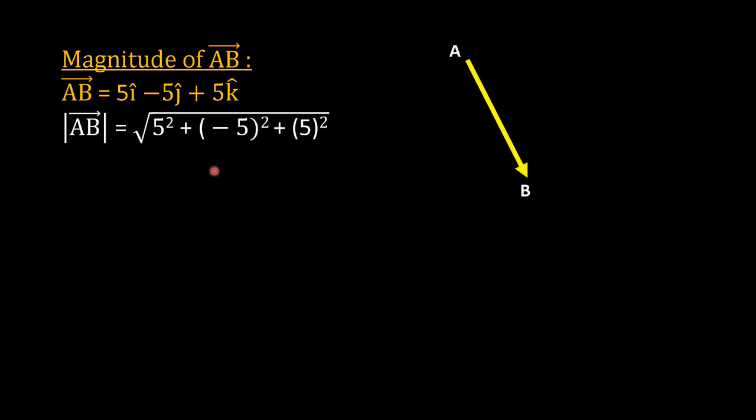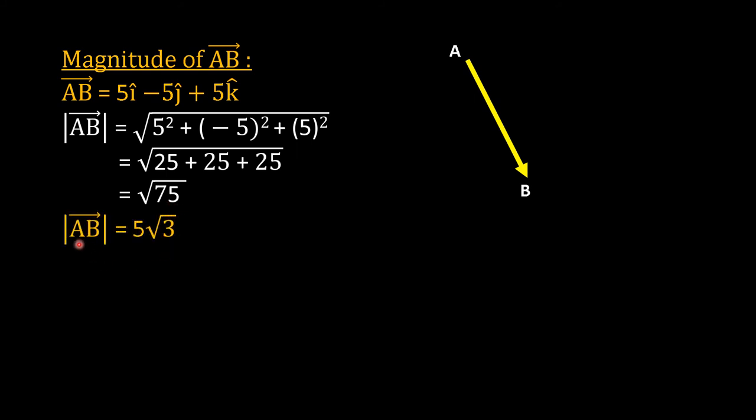We will find magnitude of AB bar. AB bar is 5 I cap minus 5 j cap plus 5 k cap, which is shown here. Now magnitude of AB bar will be under root 5 squared plus minus 5 squared plus 5 squared. It will be 25 plus 25 plus 25, which will be root 75, and magnitude of AB bar will be 5 root 3, which we show over here.